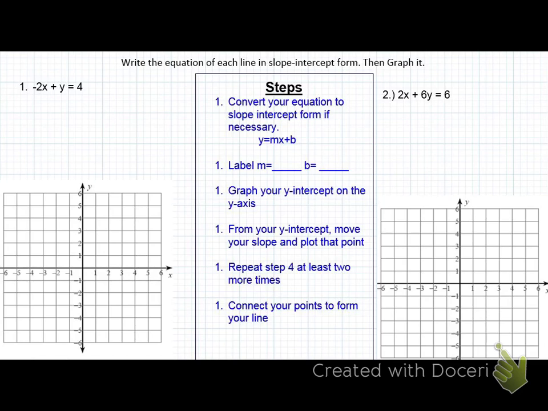Alright, so I'll do numbers 1 and 2. And these are the steps. If you're in the video, you should pause the video and write the steps down before we start. Alright, so here we go. So number 1, remember yesterday we talked about slope-intercept form. Is this in slope-intercept form, everyone? No. What would you do to put it in slope-intercept form? Turn to your neighbors really quick and tell them what you do.